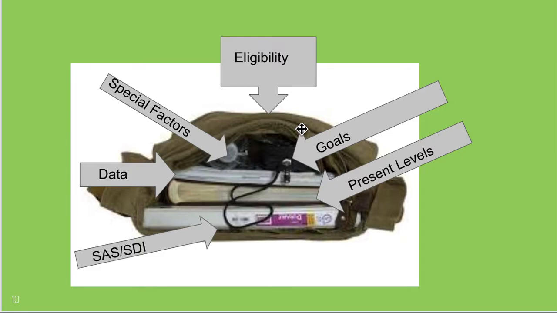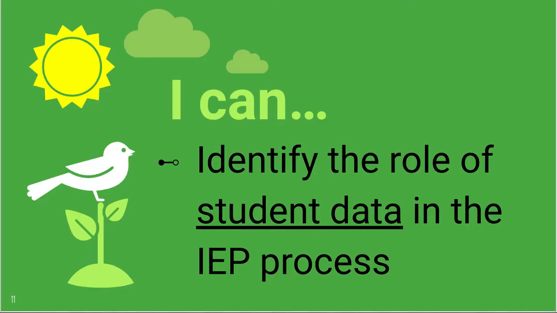And based on their eligibility, that's how we're looking at what kind of goals they have. We're going to get their present level data, and then we're going to design SAS and SDI based on the eligibility and the present levels, continue gathering data, and have some special factors that we'll consider as well. We'll talk about those. So we want to make sure that we can identify the role of student data in the IEP process. And I mentioned that area of eligibility, which means we need to see present levels and goals that match the eligibility. So if a student qualifies or is eligible for services based on emotional and behavior needs, then if they're eligible for EBD, then that's what we need to see in their present levels and goals.